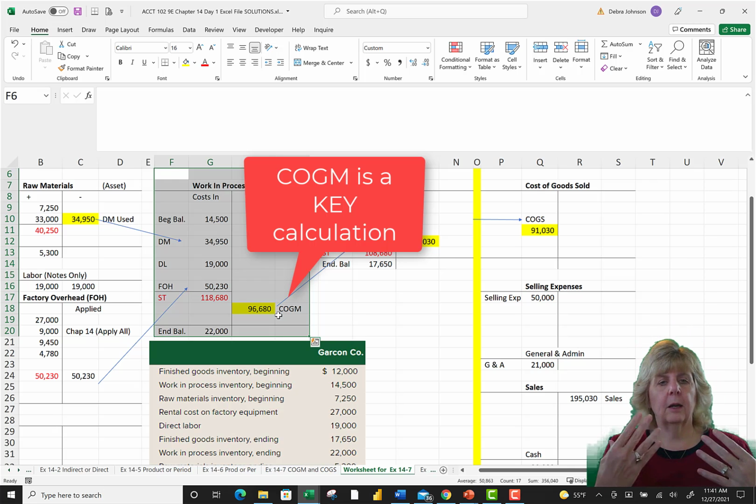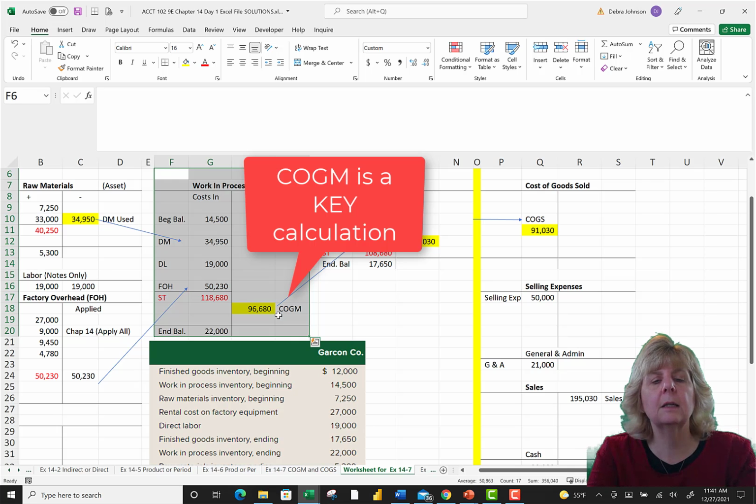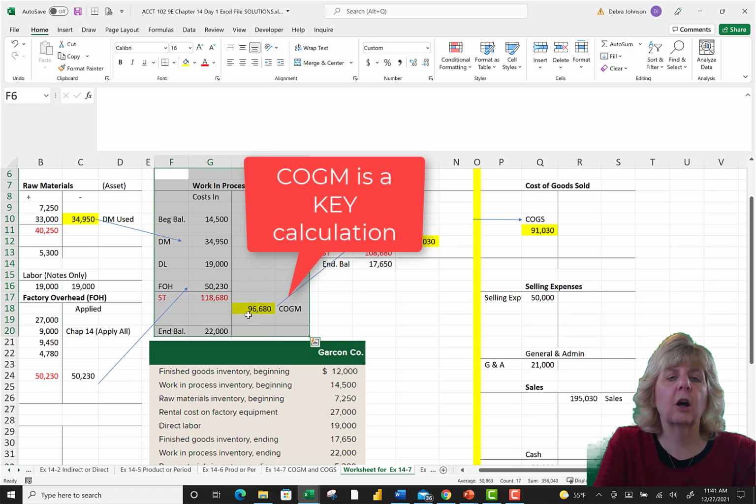Here's why I am taking your time and investing in T accounts. Because the cost of goods manufactured is simply the sum of the manufacturing costs, materials, labor, and overhead, tweaked for the inventory balances. We added the beginning WIP, we took out the ending WIP, and that's how we calculated cost of goods manufactured. Again, a picture is worth 1,000 words.